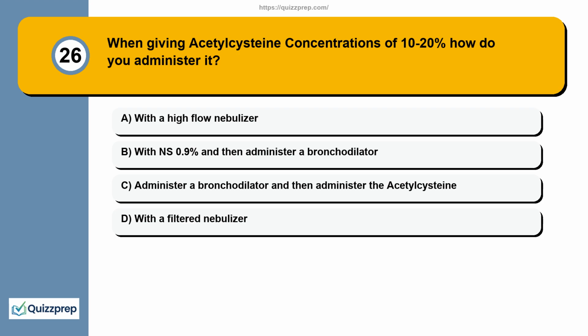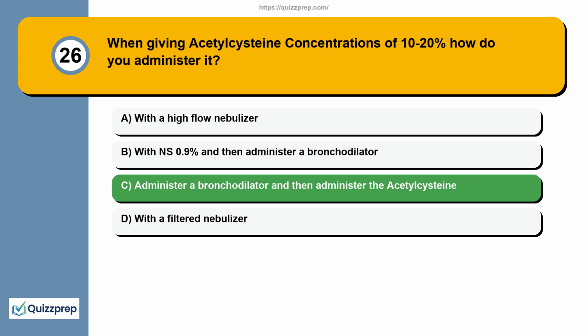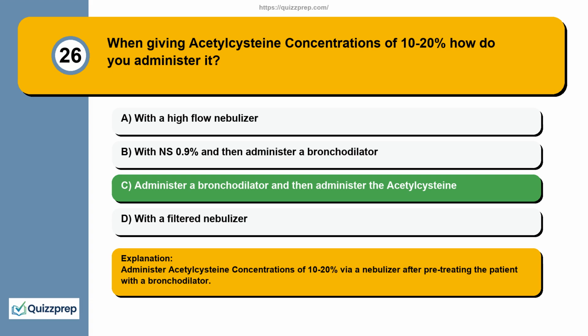Question 26. When giving acetylcysteine concentrations of 10 to 20%, how do you administer it? With a high-flow nebulizer. With NS 0.9% and then administer a bronchodilator. Administer a bronchodilator and then administer the acetylcysteine. With a filtered nebulizer. Administer acetylcysteine concentrations of 10 to 20% via a nebulizer after pre-treating the patient with a bronchodilator.